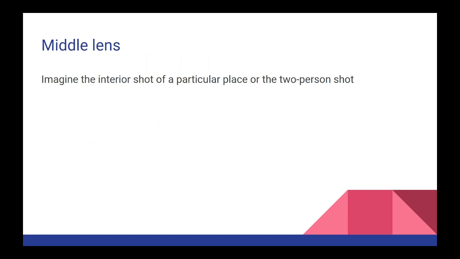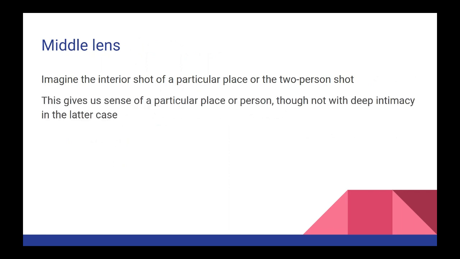And then when we get to the middle lens, the comparison that I like to make there is when you think of the interior shot of a particular location, of a specific place, or when you have two characters in dialogue with each other and you see both of them on screen, whether it's each from the side or one character over the shoulder of another, where the camera keeps going back and forth. And this is the one that gives us, similarly to the first one, a sense of a particular place, but a more specific location within that described larger world, or a specific person or a couple of people, though not with the kind of deep intimacy that we will get from our close-up.